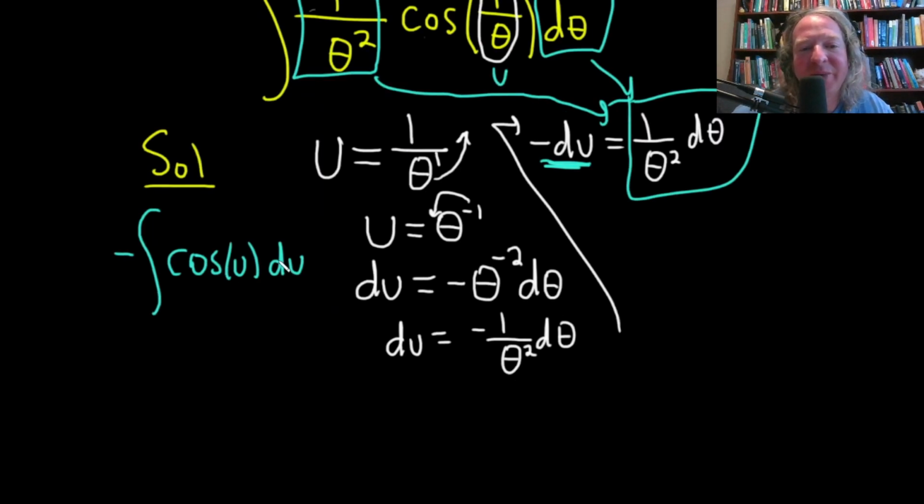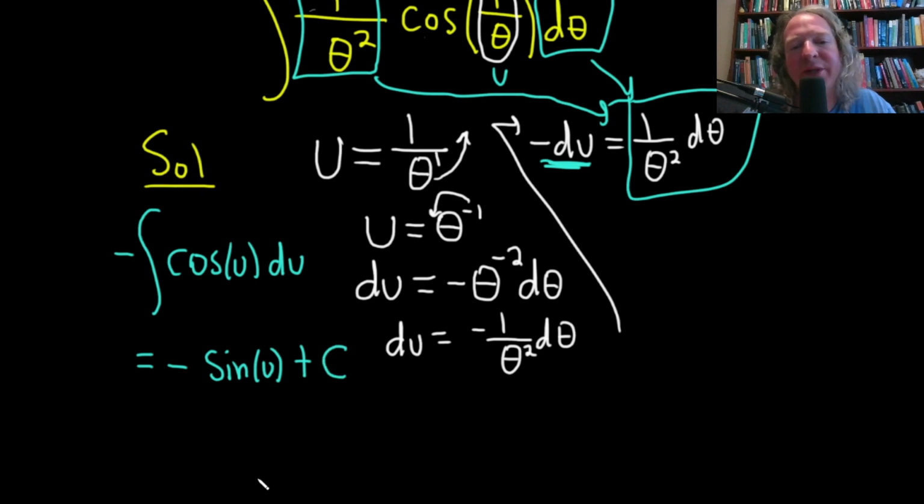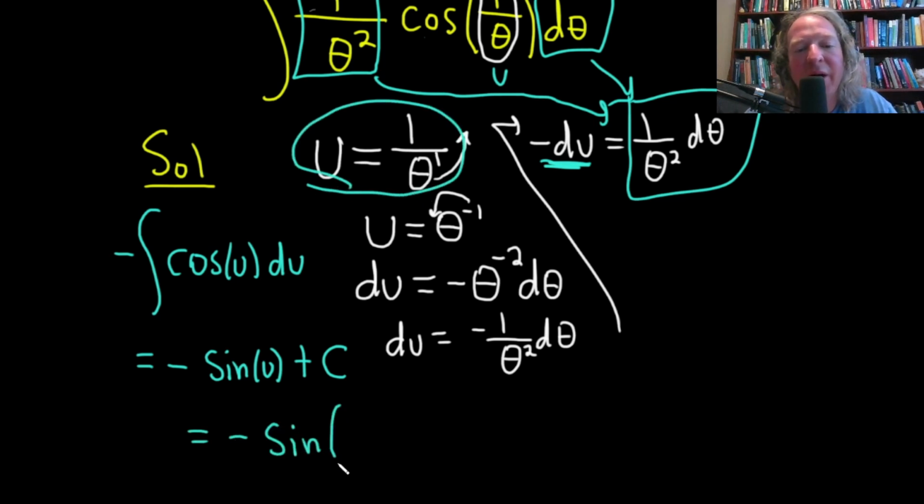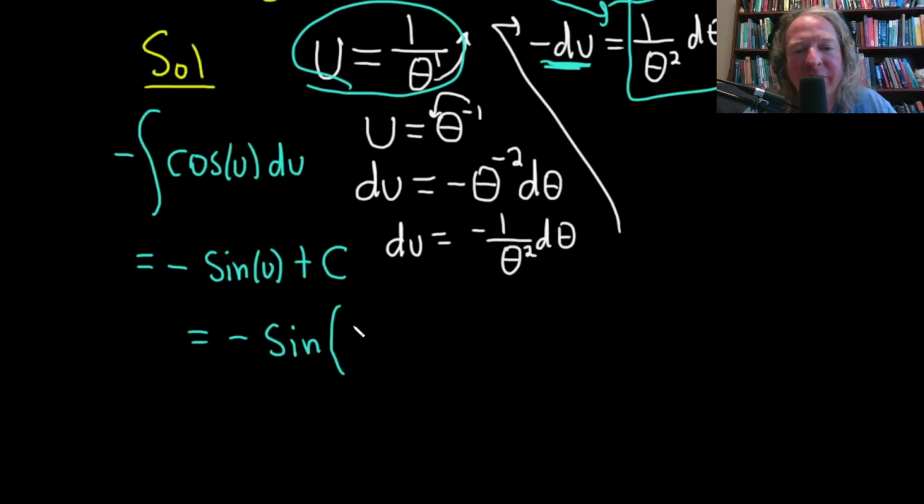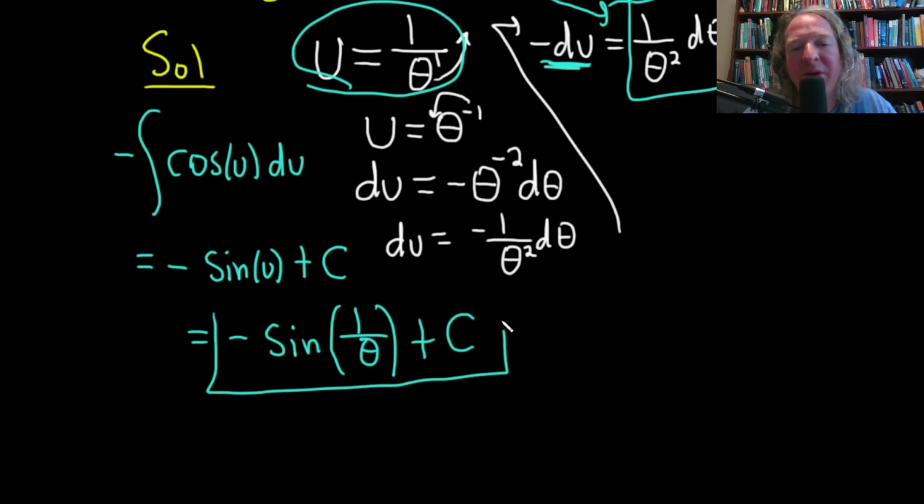Perfect. Now we're ready to integrate. So if you have this memorized, the integral of cosine, that's good. If you don't, just try to think backwards. What's a function whose derivative is cosine? Well, sine. So this is negative sine of u plus our constant of integration, capital C. Really, really nice. And we're not done, right? We have to go back to the original variable, which in this case is actually theta. We said u is 1 over theta. So this is negative sine of 1 over theta plus our constant of integration, capital C, and that would be the answer.